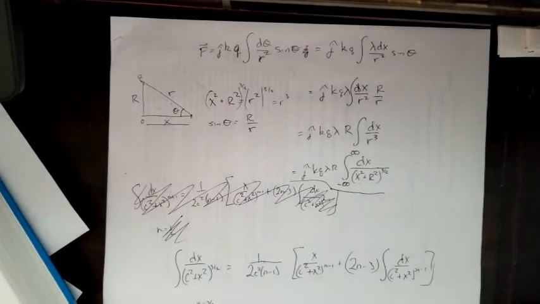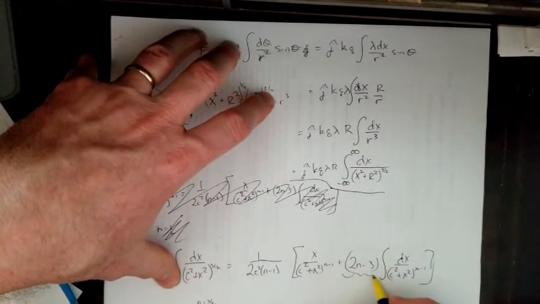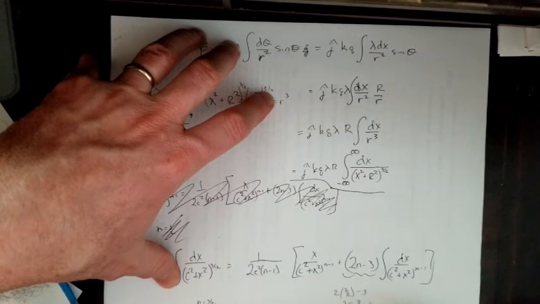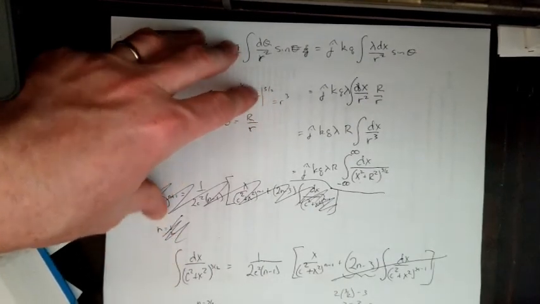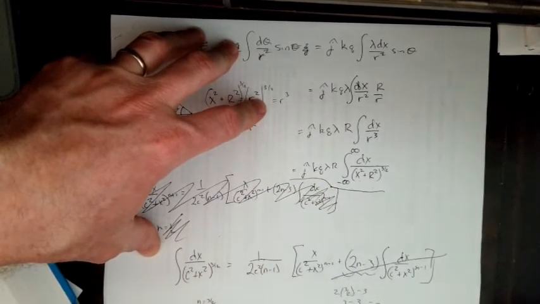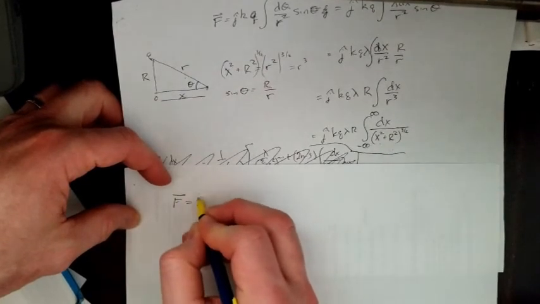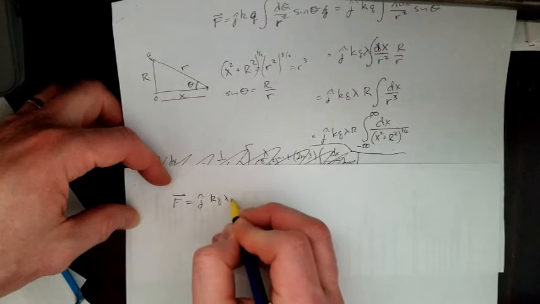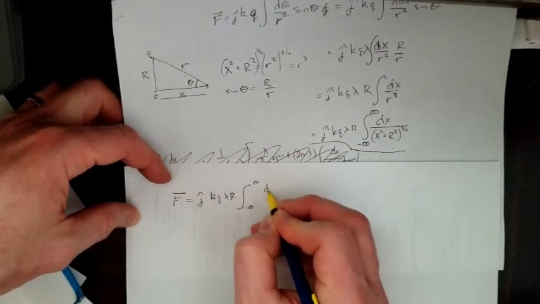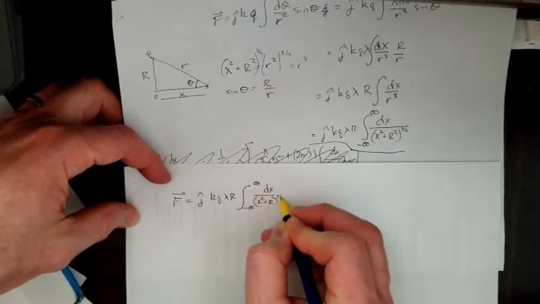Now this might seem daunting at first, but since n is equal to 3 halves, this right here becomes 2 times 3 halves minus 3, or 3 minus 3, or 0. This whole term drops out. And so what we're left with is this nice little bit right here. Our formula for the force being in the j hat direction, k, q, lambda, r, integral negative infinity to infinity of dx over x squared plus r squared to the 3 halves.